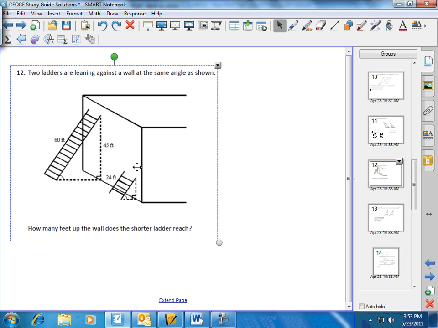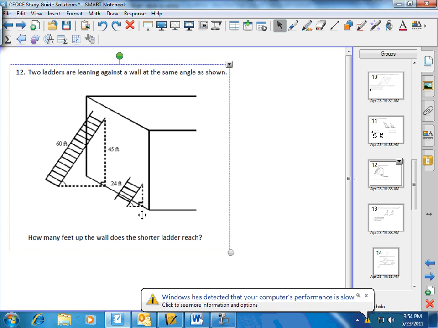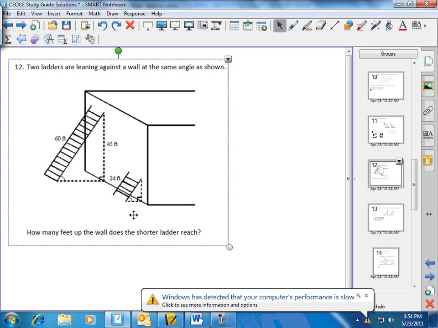Okay, the wall and the ground intersect at right angles. And notice here too that this angle here is congruent to this angle here. So we know that these two triangles that the ladder, wall, and ground form are similar triangles, okay? Because remember we had a postulate that said if two angles in one triangle are congruent to two angles in another triangle, then the triangles are similar. All right, so we know these triangles are similar.